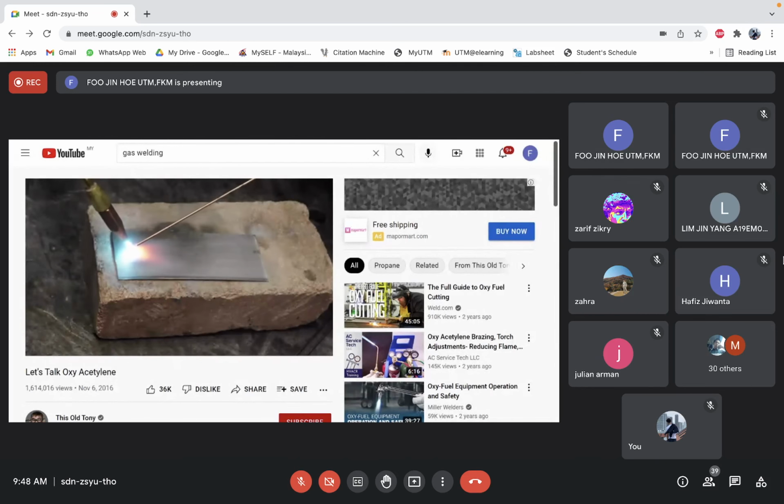Then you give it a minute to start the puddle, and just let the puddle tell you when it's time to move on or add filler.